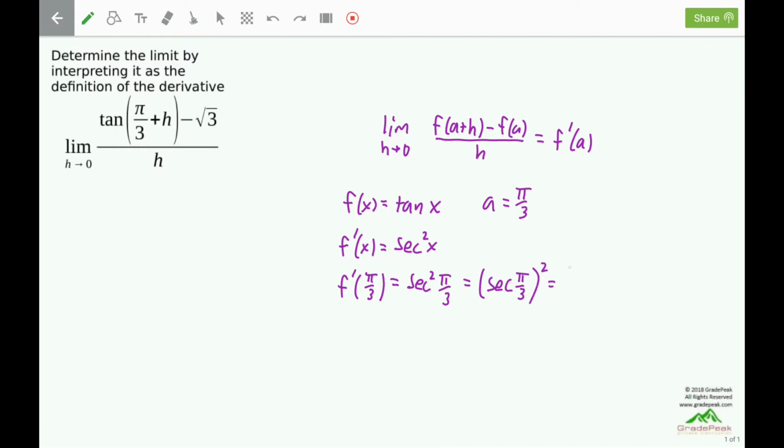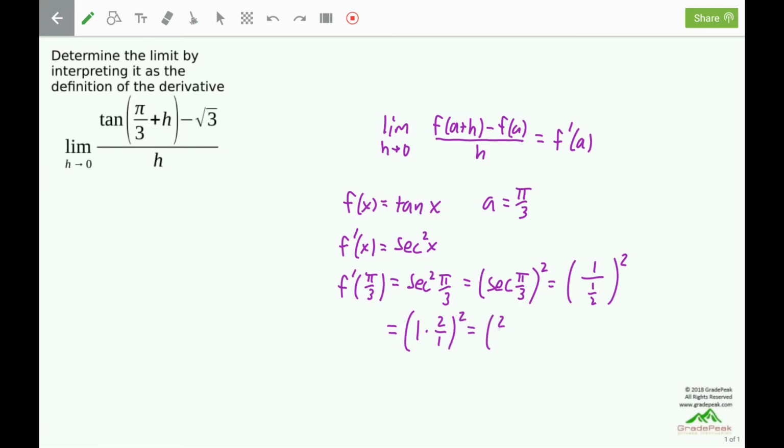Well, the secant is 1 over the cosine, so we will have 1 over the cosine of pi over 3. Now the cosine of pi over 3 is a 1/2. So 1 over 1/2 and then quantity squared. In order to evaluate this, we will want to reciprocate that 1/2 and multiply it with the 1 that's in the numerator. So 1 times 2 over 1 and then squared.